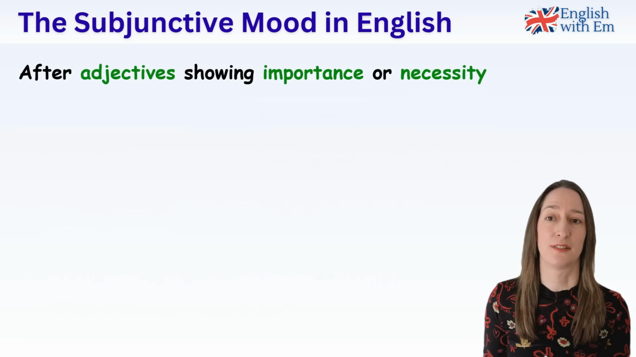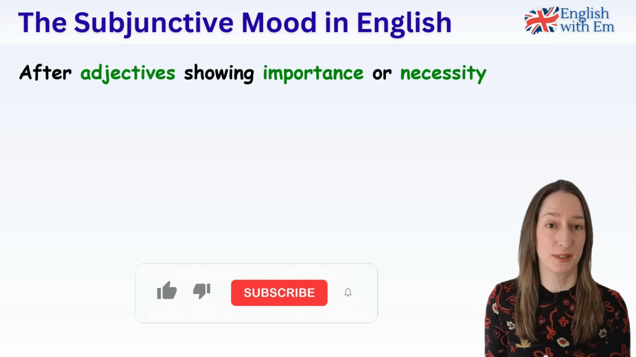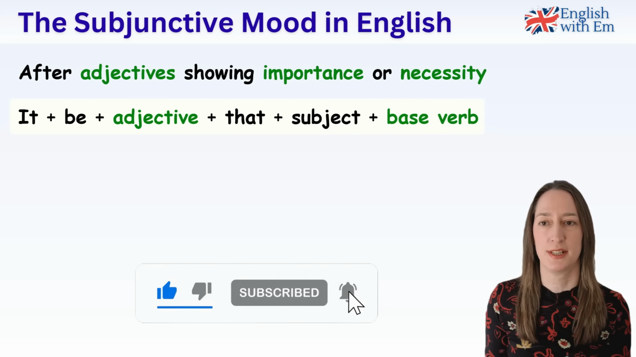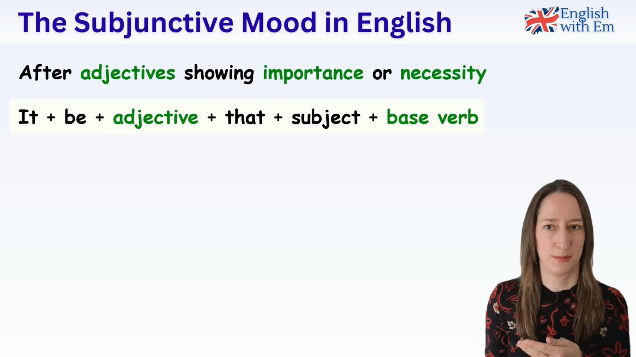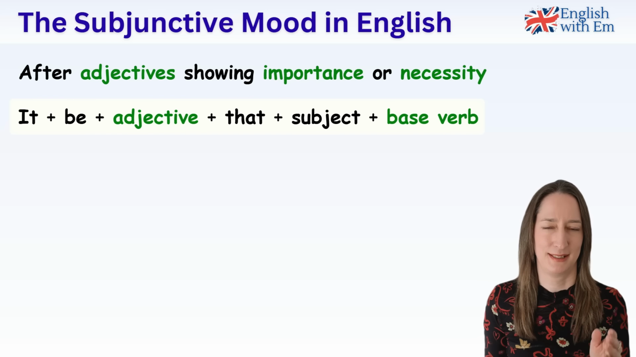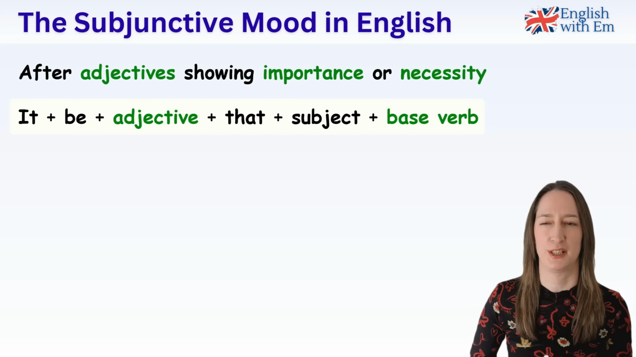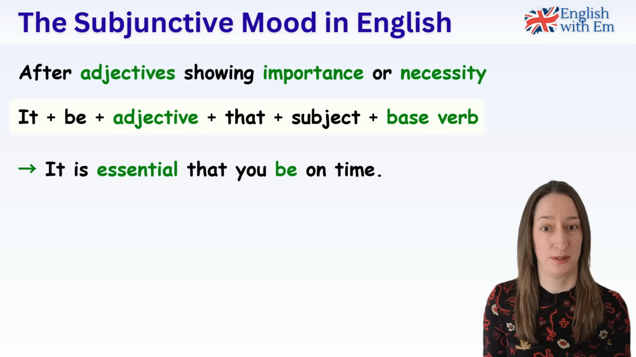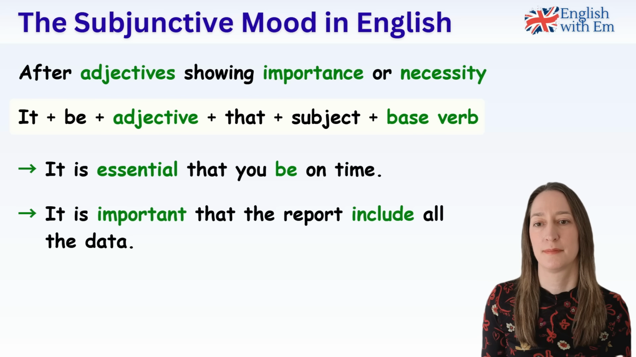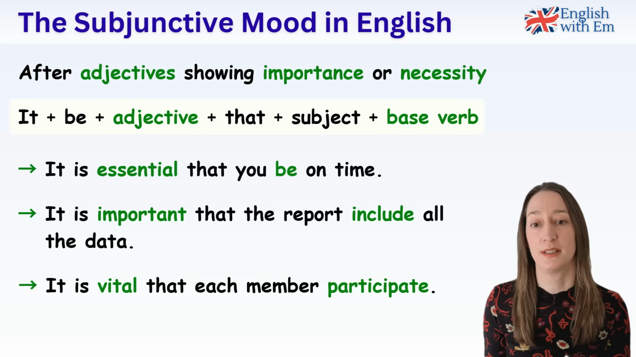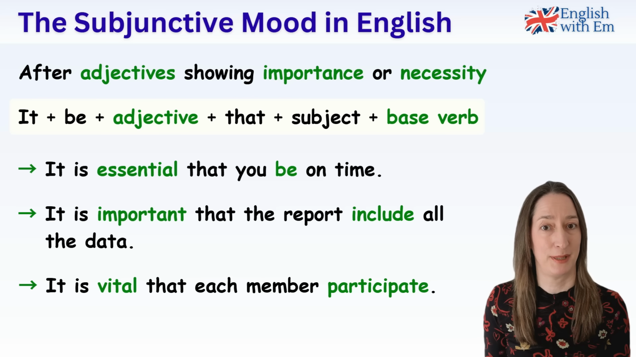Now let's see it after adjectives showing importance or necessity. So here's our structure. It, the verb to be, and our adjective, followed by that, the subject, and the base verb again. It is essential that you be on time. It is important that the report include all the data. It is vital that each member participate.